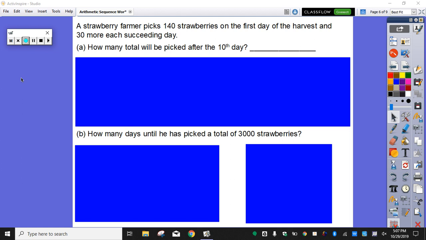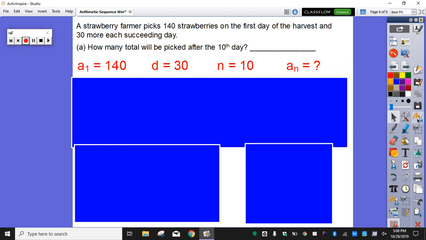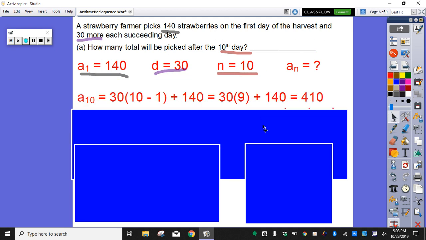They don't give us the 0 term, they give us the result of the first day or the first passing of our sequence. So how many total will be picked after the 10th day? So again, putting all of our pieces together, they tell us the first day he picks 140, that's A sub 1. He is picking 30 each day after that, so that's your common difference, it's positive. What they want is the total after the 10th day, so that's your term number, and so you're looking for A sub n or A sub 10.